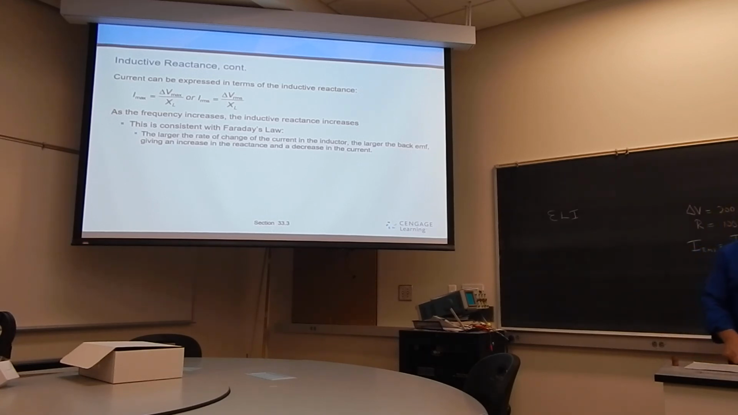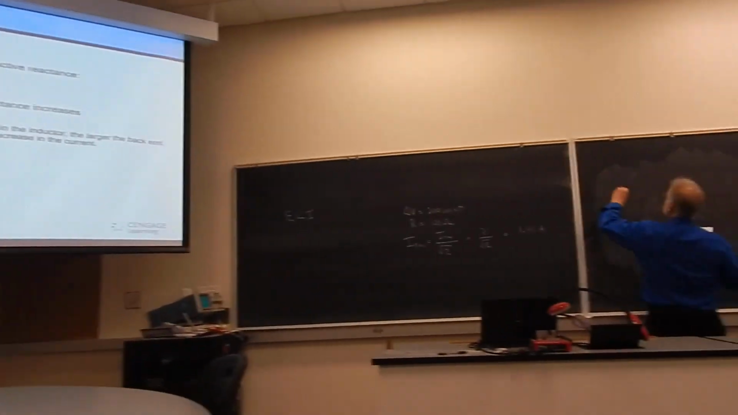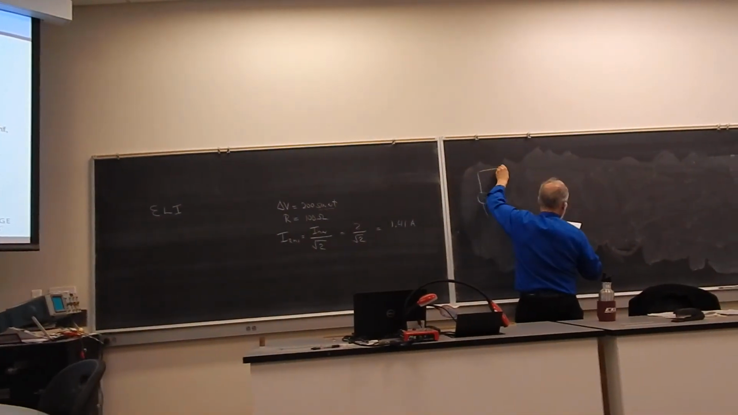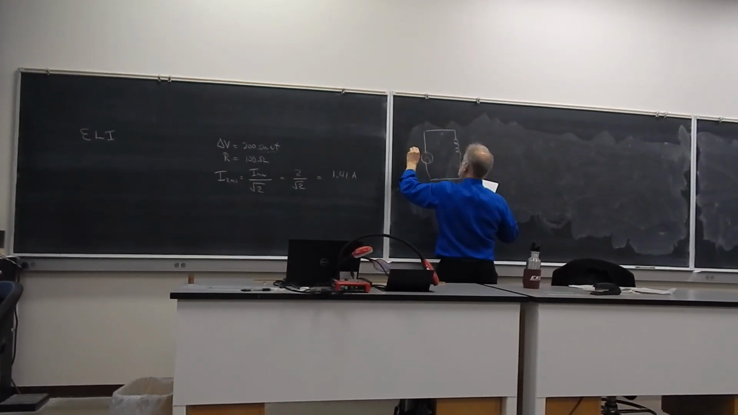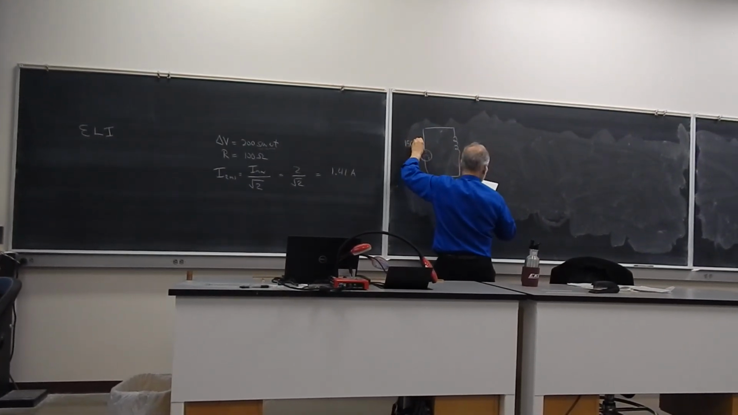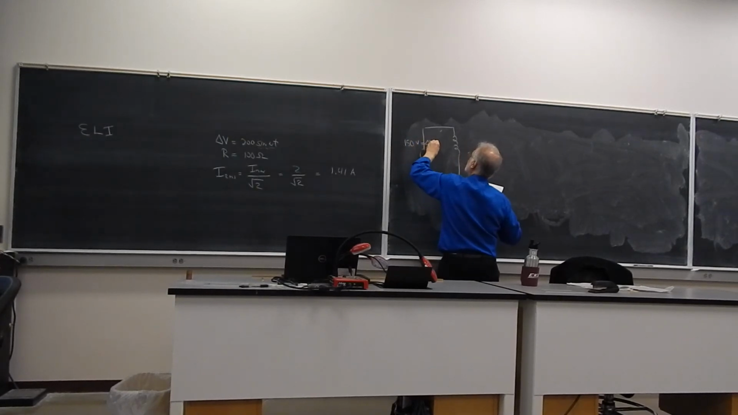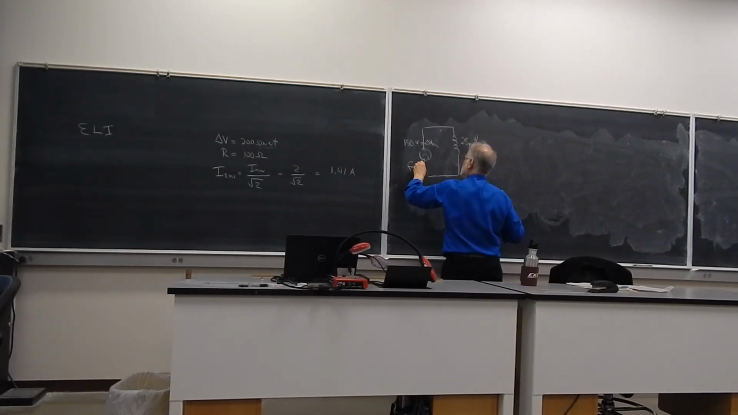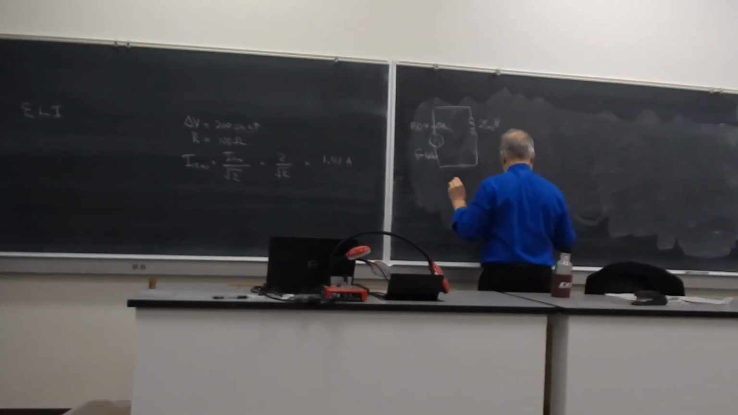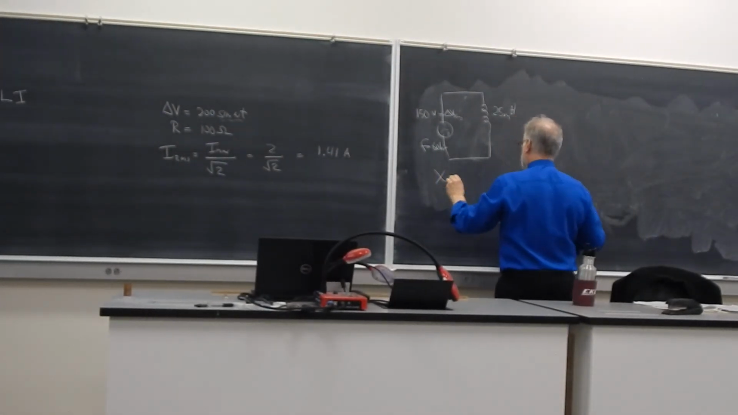We can do a very simple example of that. Suppose I want to calculate the inductive reactance and RMS current for a purely inductive circuit. I can do the following. I have a voltage source, and here's my inductor. Suppose my voltage source is 150 volts for V RMS, and my inductor is 25 millihenry. And suppose I have a frequency of 60 hertz. Suppose I want to calculate my inductive reactance.